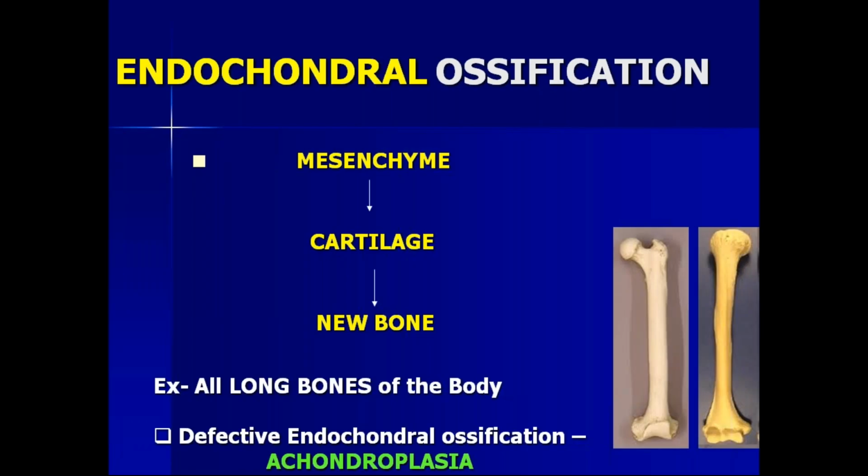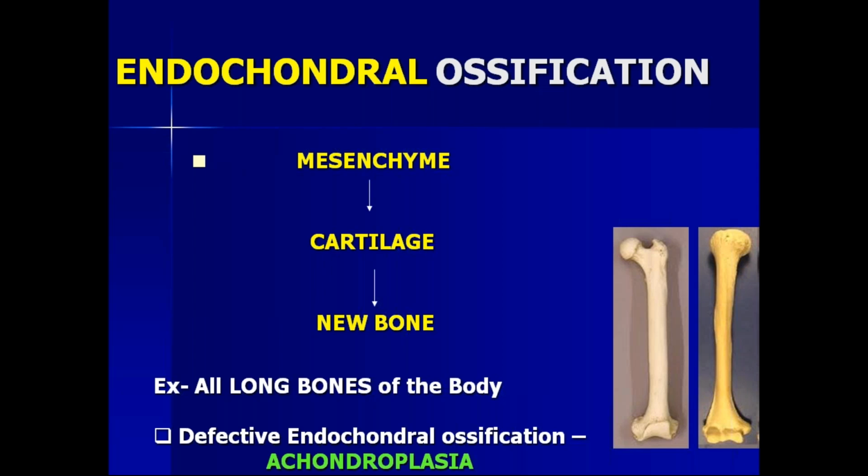If there is cartilage formation and then bone formation, which occurs in almost all bones of the body, that is called endochondral ossification. Endochondral means inside the cartilage. The bone forms after cartilage forms. So all bones are endochondral ossification, except the skull, where you have membranous ossification.